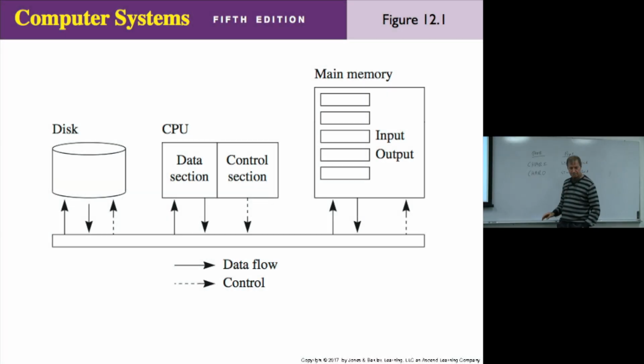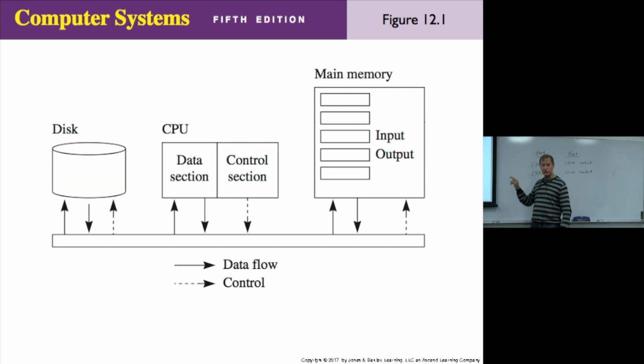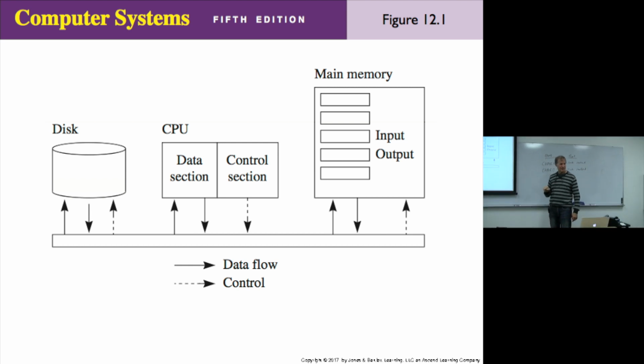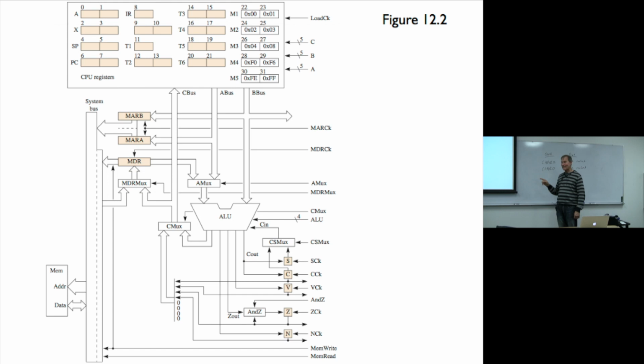Okay, but now check this out. The CPU itself is divided into two sections, the data section and the control section. Are you with me? So here we go. What we're going to do today is find out how the control section controls the data section. Now, this is going to be a kind of complicated picture, but here it is, figure 12.2. Look at this son of a gun. It looks really, really big. It is really, really big, by our standards.